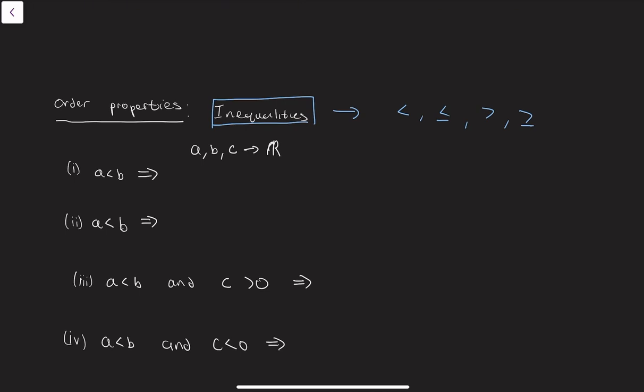Let's talk about some rules for inequalities. Using set notation of the real numbers, we have A, B, and C all in the set of real numbers. Let's say we have A less than B. If we add C to both sides, A plus C and B plus C, we see that the sign is preserved: A plus C is still less than B plus C. If we subtract C, so A minus C, B minus C, the sign is preserved.